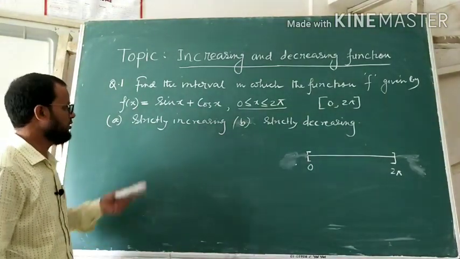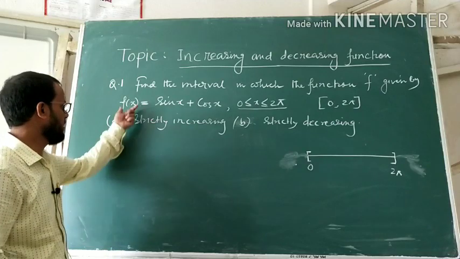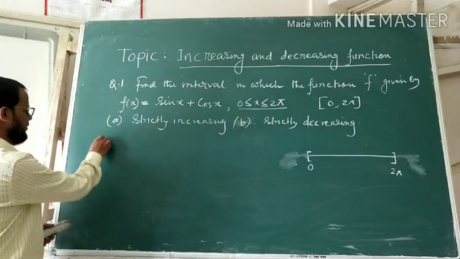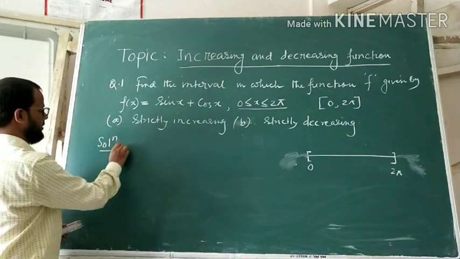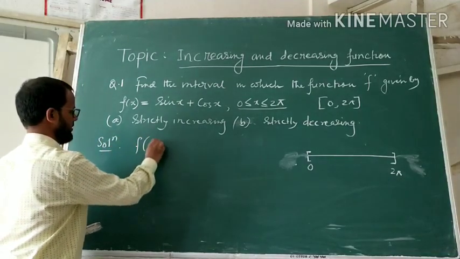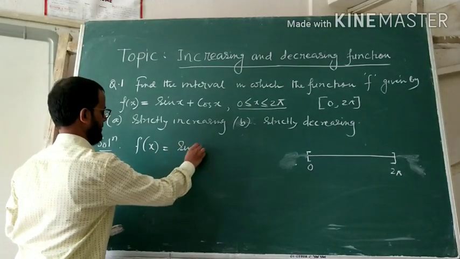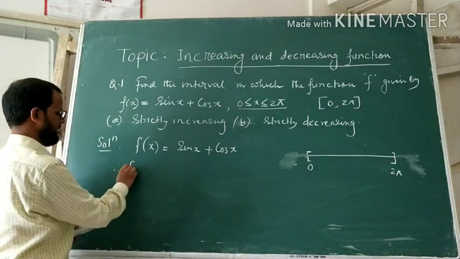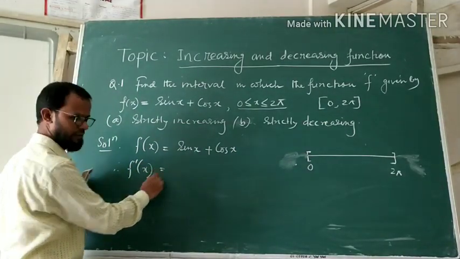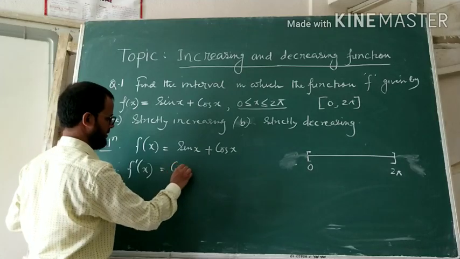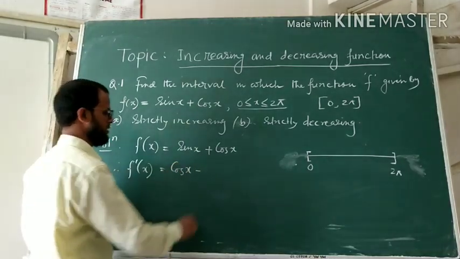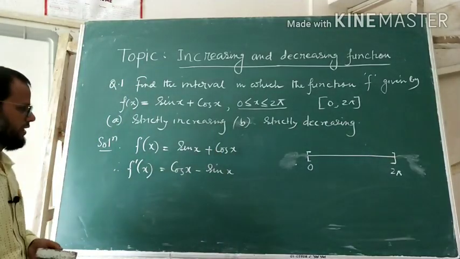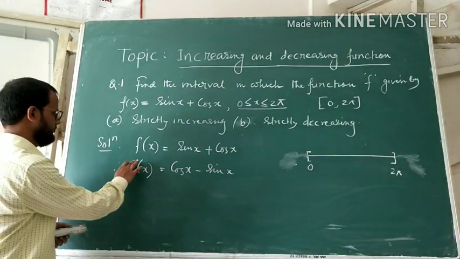So to solve such type of problems, first we need differentiation of f(x). That means we have to find f dash x first. f(x) is equal to sin x plus cos x. So what will be f dash x? f dash x equal to derivative of sin x, which is cos x, and derivative of cos x, which is minus sin x.